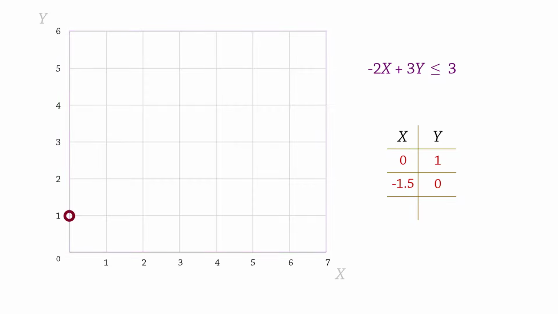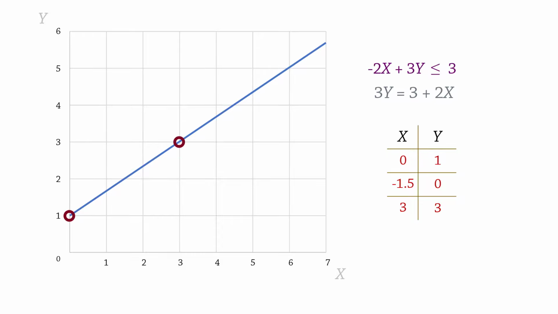I will pick a value for x or for y, whichever is more convenient, and calculate the other. I can rewrite the equation of the corresponding line as 3y equals 3 plus 2x. So when x equals 3, 3y equals 9, and y equals 3. And here is the equality line for the constraint.